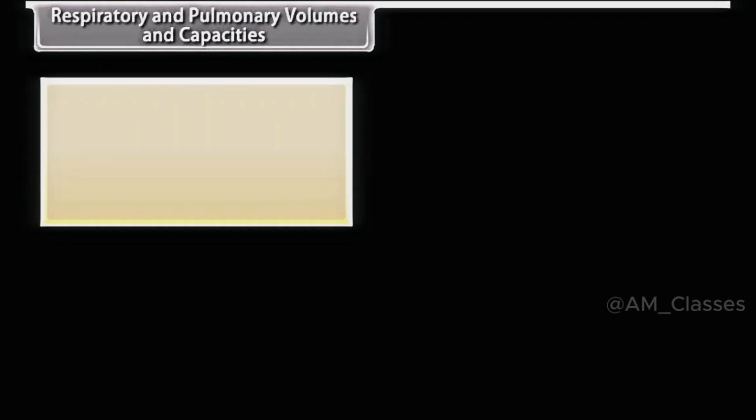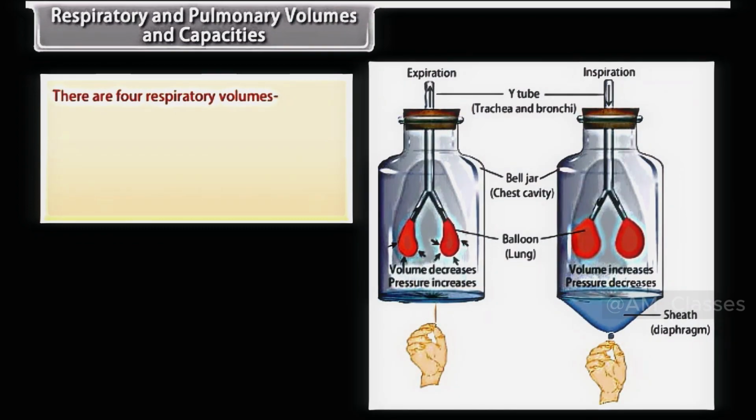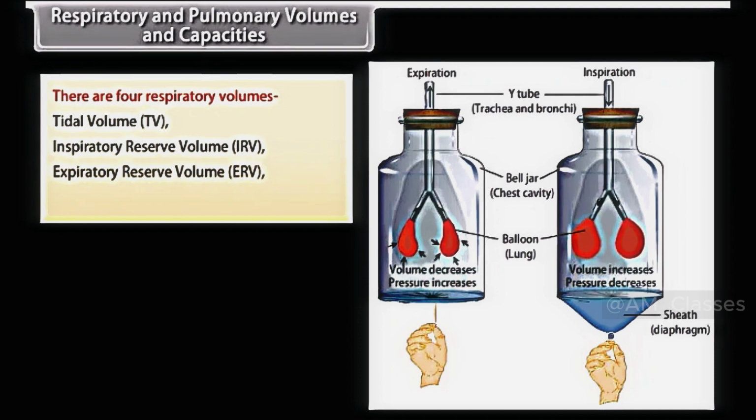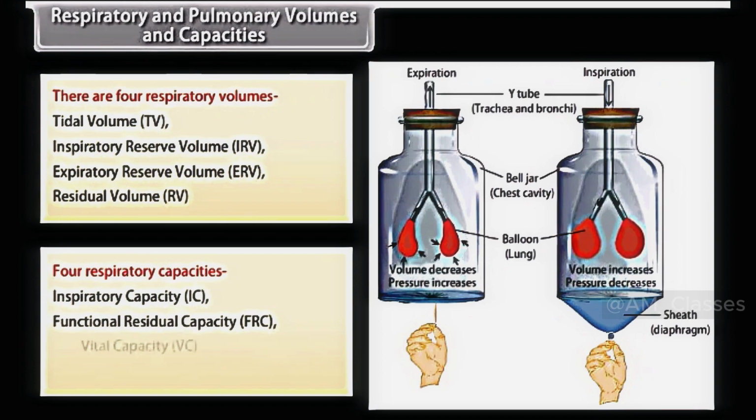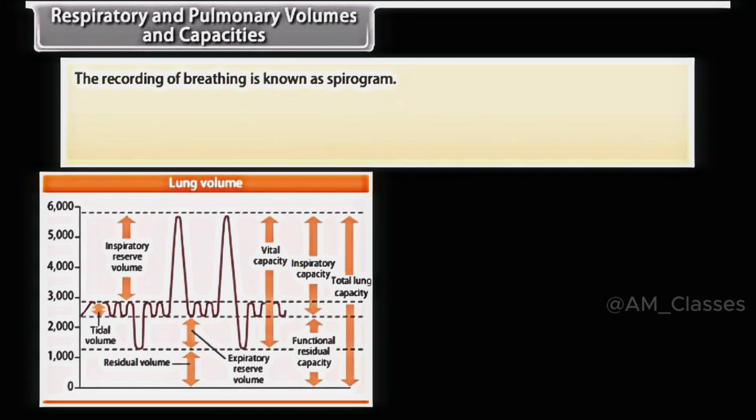Respiratory and pulmonary volumes and capacities. There are 4 respiratory volumes: tidal volume (TV), inspiratory reserve volume (IRV), expiratory reserve volume (ERV), and residual volume (RV), and 4 respiratory capacities: inspiratory capacity (IC), functional residual capacity (FRC), vital capacity (VC), and total lung capacity (TLC). The recording of breathing is known as a spirogram.